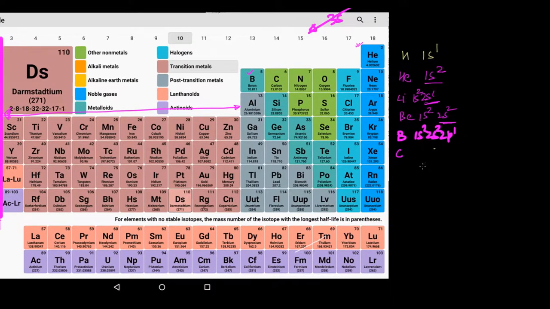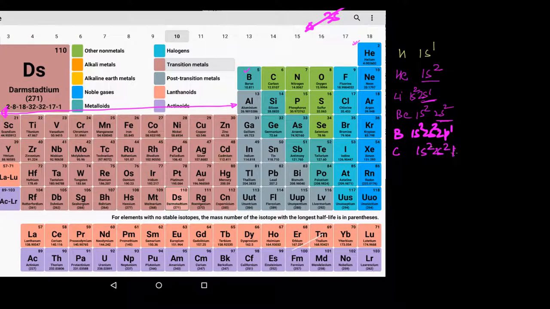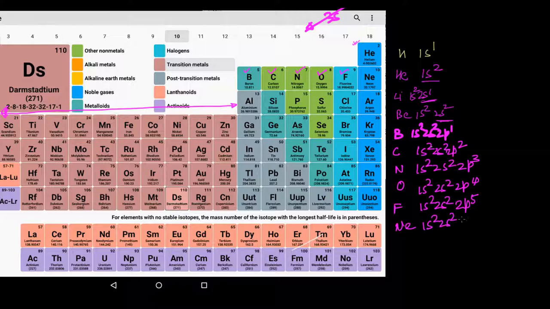Carbon is 1s2, 2s2, 2p2. So that is carbon for you. Then comes nitrogen. It is 1s2, 2s2, 2p3, 7 total. Then comes oxygen. It is 1s2, 2s2, 2p4. Then fluorine: 1s2, 2s2, 2p5. And then it is 1s2, 2s2, 2p6, and you have neon.